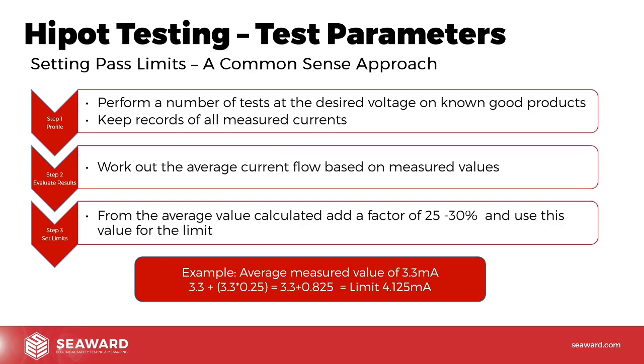So use this approach if, for any reason, your standard states something like "no breakdown should occur," and we don't want the operators necessarily making the decision about where breakdown occurs. If we use this kind of rule of thumb, we can apply a pretty sensible pass limit to the products under test.